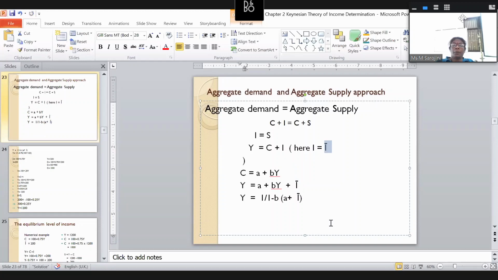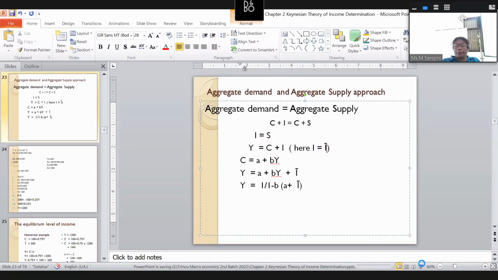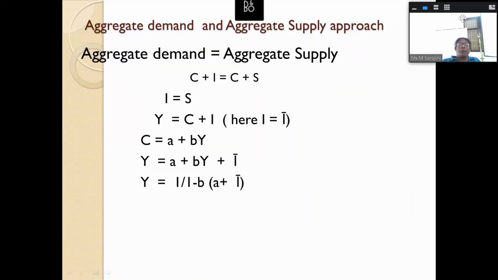I is equal to bar I. Once you substitute this information in the aggregate demand function, that gives Y is equal to C plus I. Y is equal to C plus I is the aggregate demand function. We know C is equal to A plus BY. Therefore, the aggregate demand, or Y, the national income, is equal to A plus BY plus bar I. Here, A plus BY indicates the consumption function, plus bar I. I move step by step.